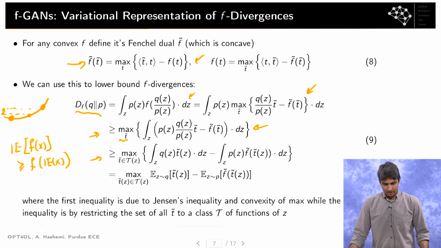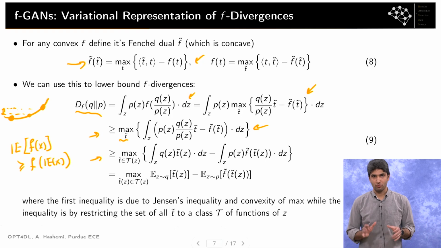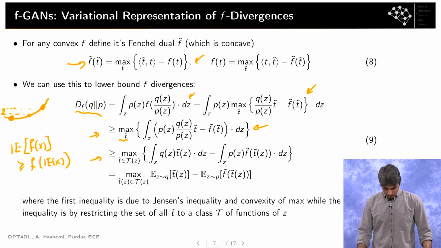Okay. Now, if I restrict that to a specific subset, a specific set of t tildes, then I can lower bound it. Because I don't allow finding the maximum over the entire universe. I just allow you to find the maximum over a smaller set. Okay. All right. Then the last step is also kind of trivial.